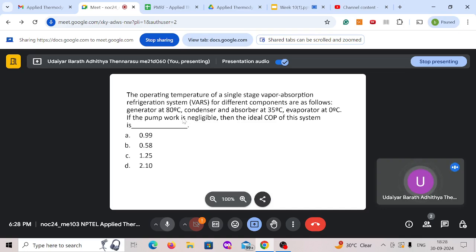So the next question is on a vapor absorption refrigeration system. The operating temperatures of a single stage vapor absorption refrigeration system for different components are as follows. The generator is at 80 degrees Celsius, the condenser and absorber are at 35 degrees Celsius, the evaporator is at 0 degrees Celsius. If the pump work is negligible, then the ideal COP of the system is dash.